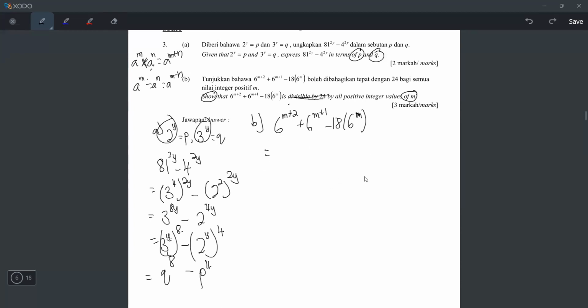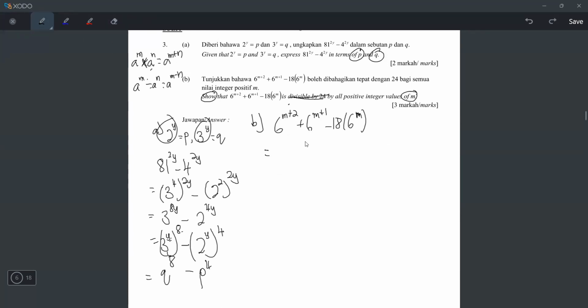You split everything and then bungkus later. Okay, I will show you. So you don't tell me something like, oh, this one can combine 6 power m plus 2 plus m plus 1. No, wrong. If this one is a times, then you do like this, correct? But it's not a times, right? It's a plus. So you can't do like this. This is definitely wrong.